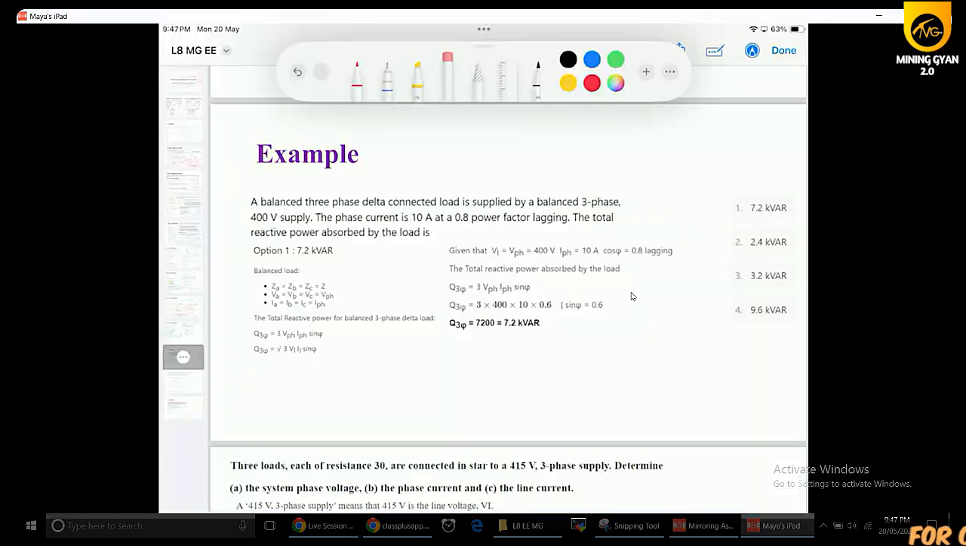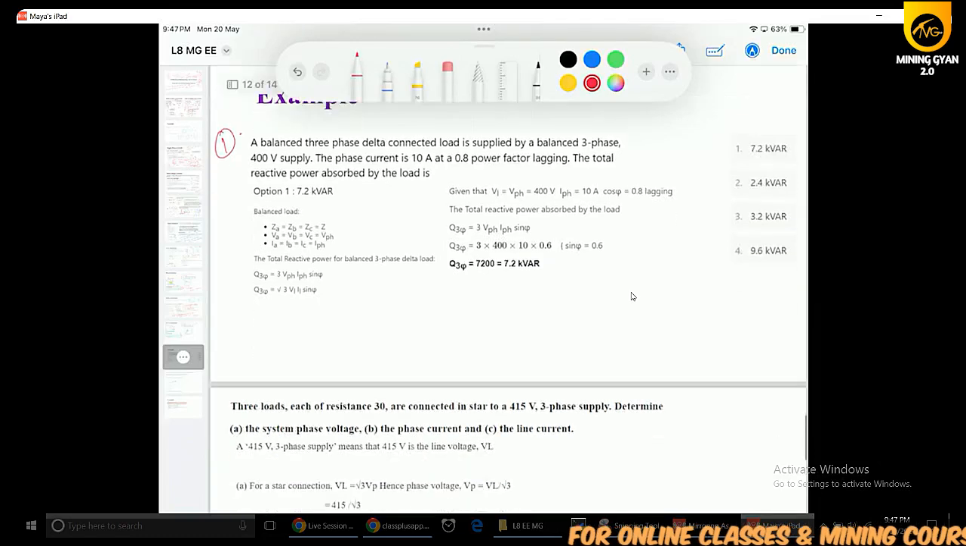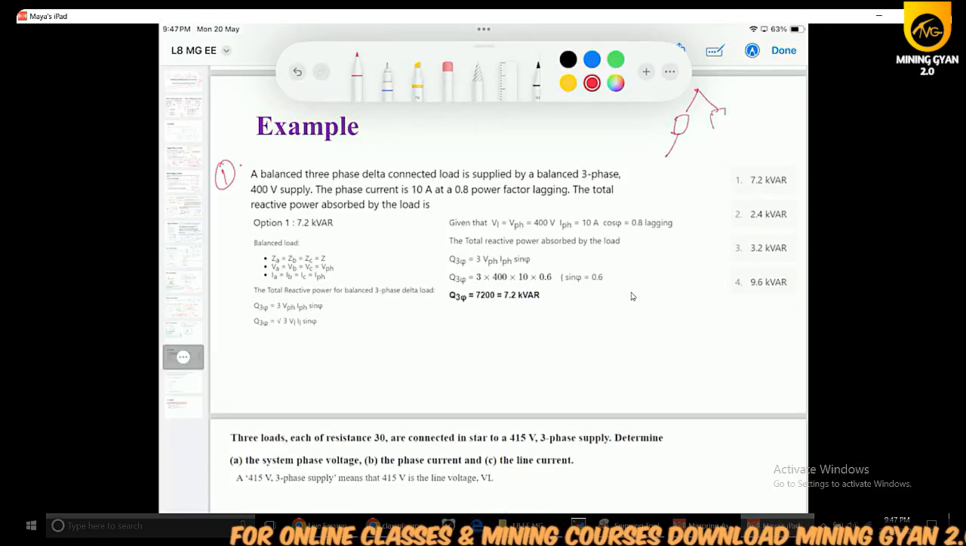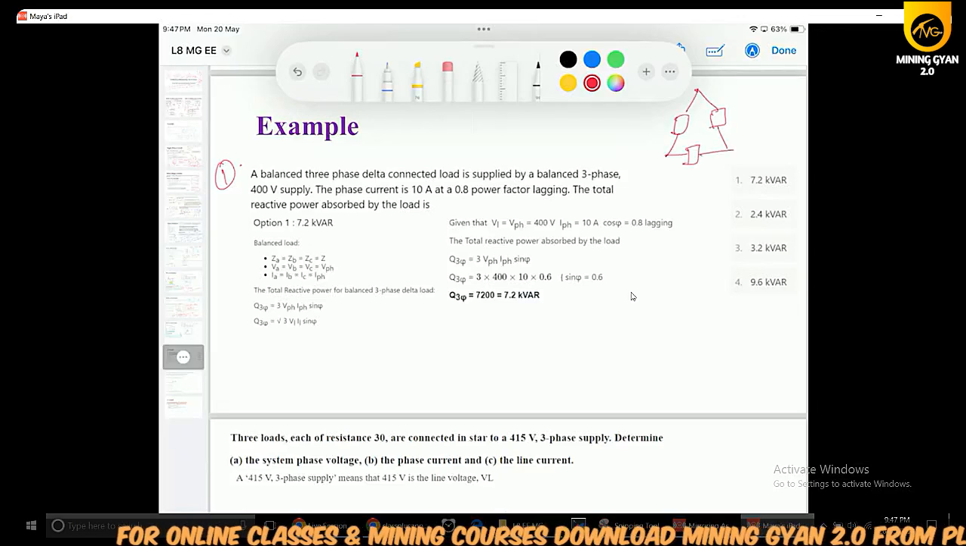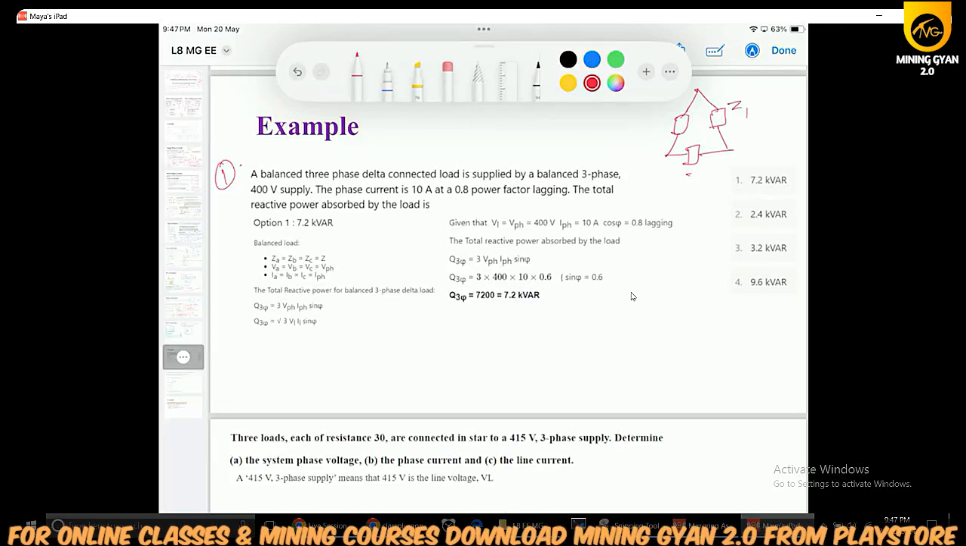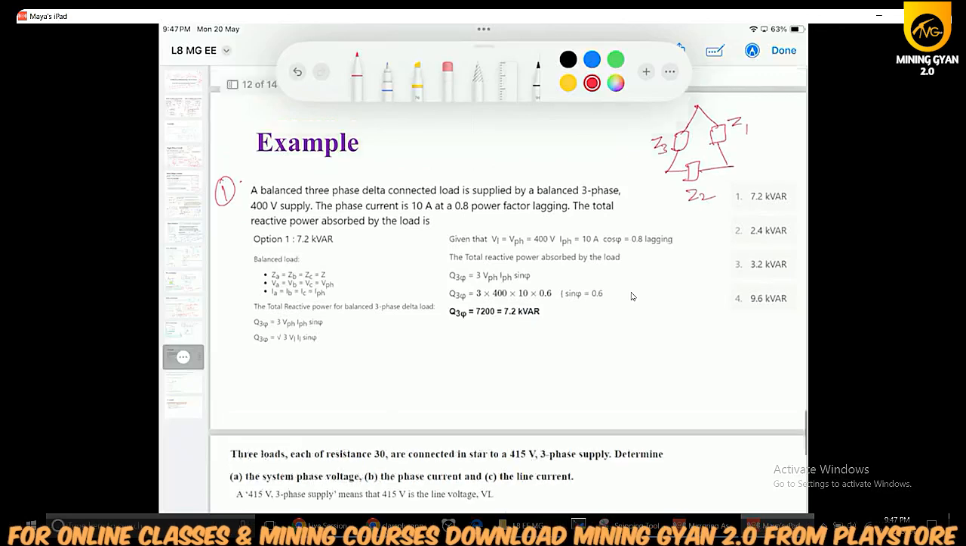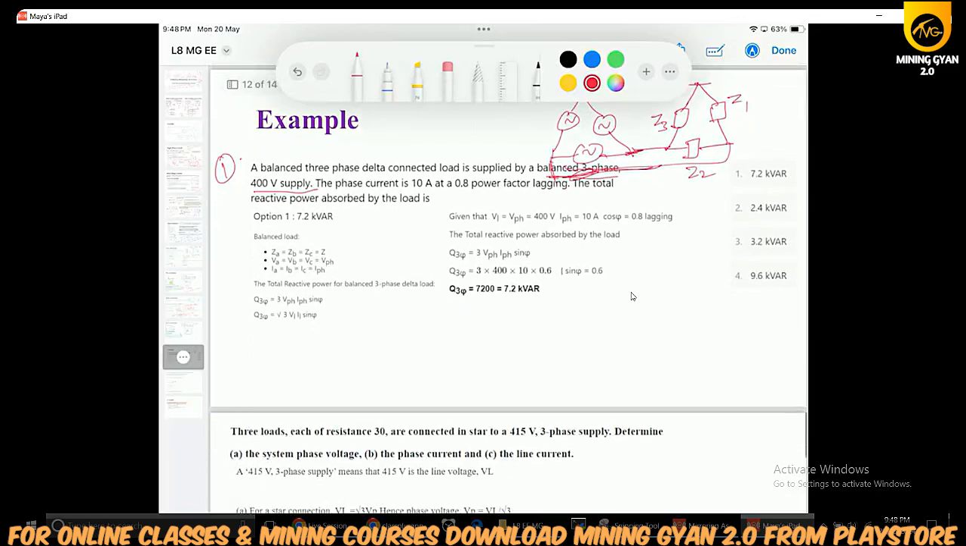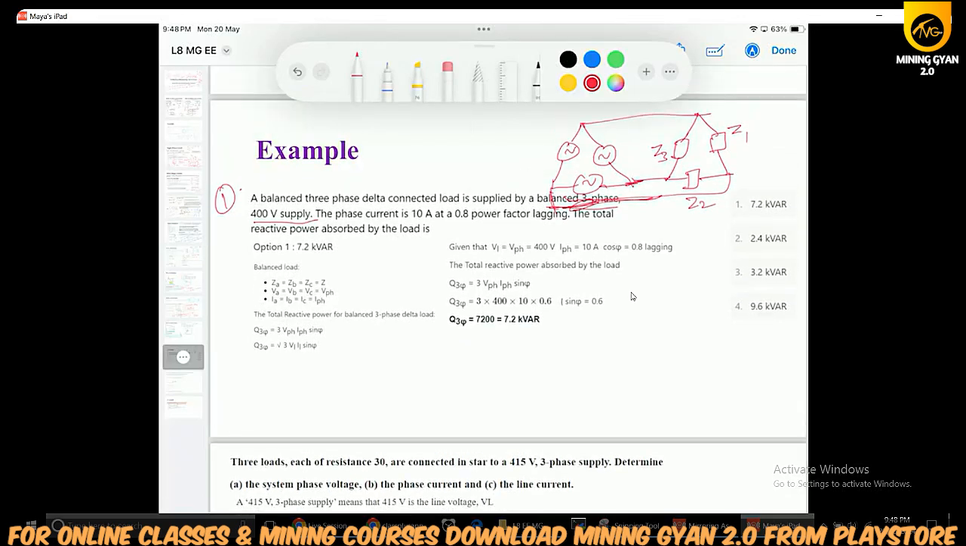So let me just solve two example questions. This is the first example, in which they are asking: a balanced three-phase delta connected load is supplied. I'm drawing a three-phase delta connected load. These are the loads Z1, Z2, and Z3, and these are supplied by a balanced three-phase 400-volt supply. This is the circuit configuration.